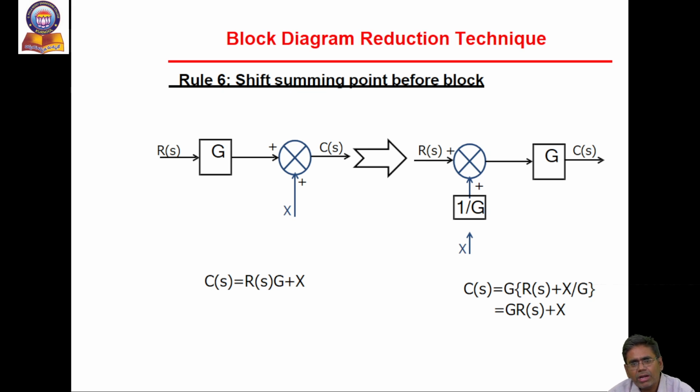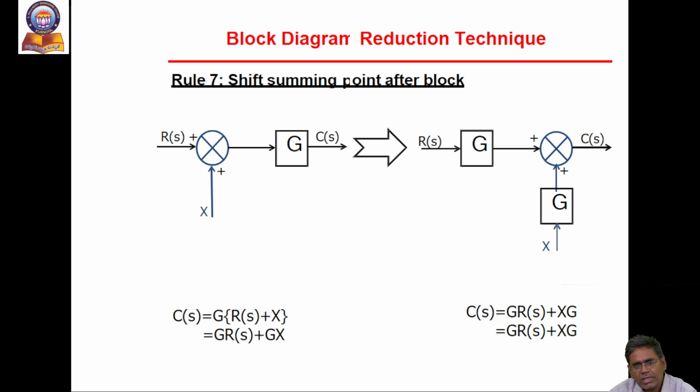Shifting a summing point before the block: if the summing point is shifted before the block, then 1 by G is added in the feedback. Then the output is C(s) equal to R(s) into G plus X, and the outputs are the same in both cases. This is one more rule, shifting the summing point before the block, where we get 1 by G in the feedback.